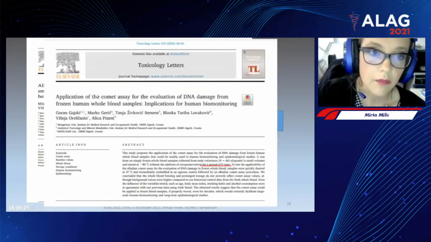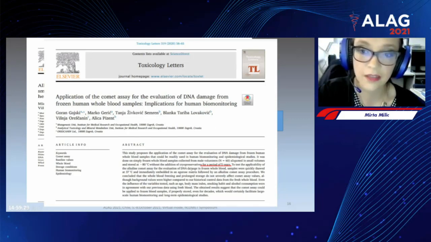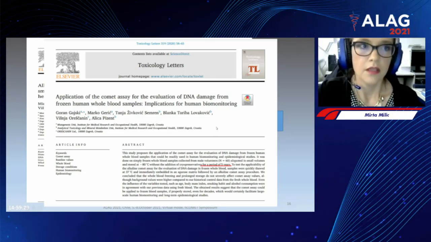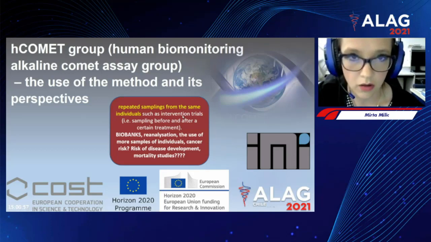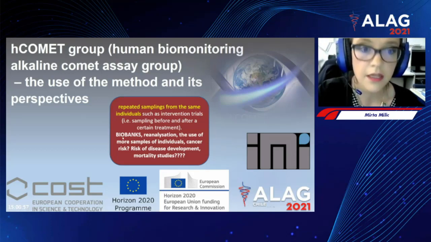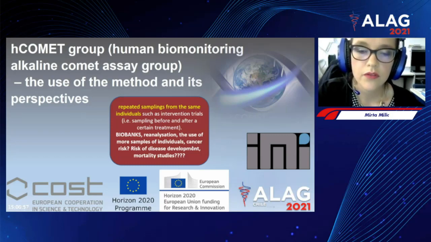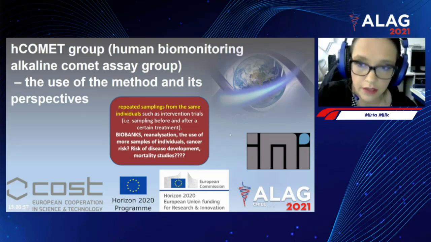Also from my lab, another group demonstrated that 5 years of cryopreservation, again with EDTA, at -80 gives reliable results comparable with fresh samples. So in the end, we have demonstrated that repeated sampling can be done from the same individuals, and that the alkaline comet assay can be used in intervention trials. In biobanks, you can use it for reanalysis, and maybe use it for individuals to demonstrate whether there is higher susceptibility for cancer risk, for disease development and mortality studies.